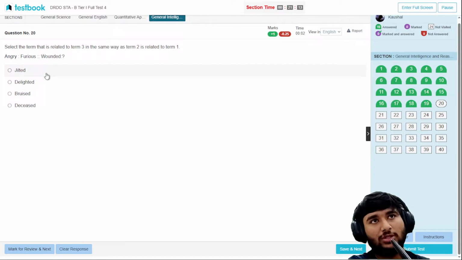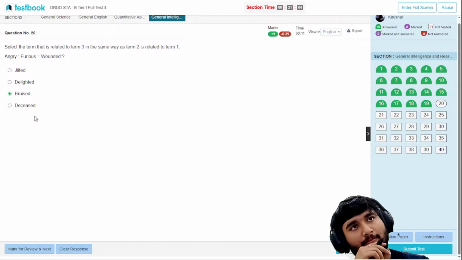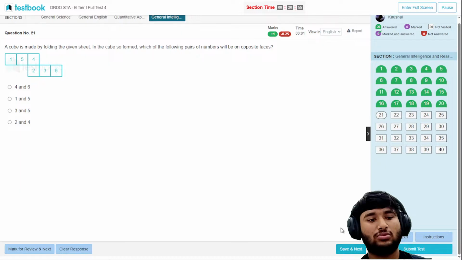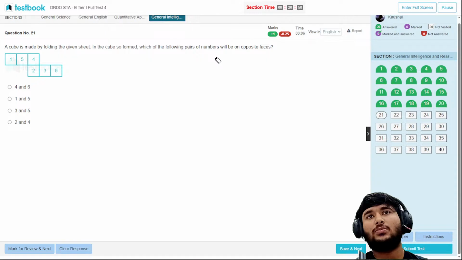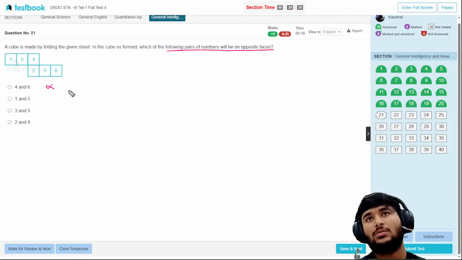Angry is furious, wounded is bruised, delighted jitted. क्या है? Deceased. jitted का मतलब नहीं पता मुझे, पर bruised का मतलब है चोटेड, चोट लगी है थोड़ी. Opposite 4 6 4 6, nope. 1 5 nope, 3 5 3 5 हो सकता है, 2 4 नहीं हो सकता.